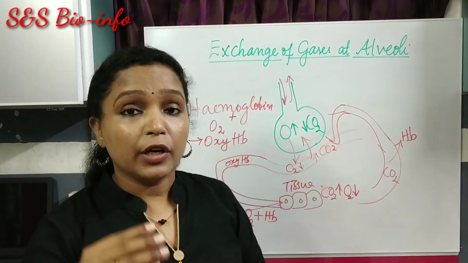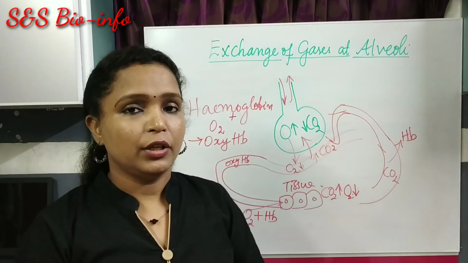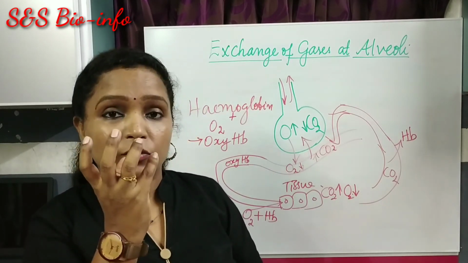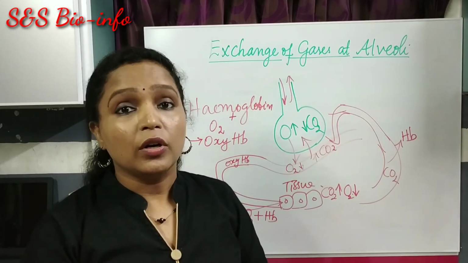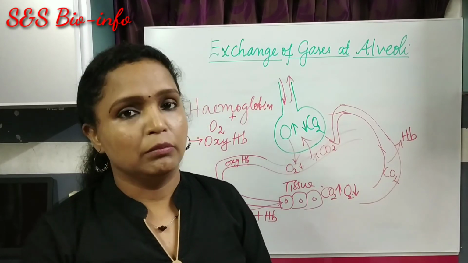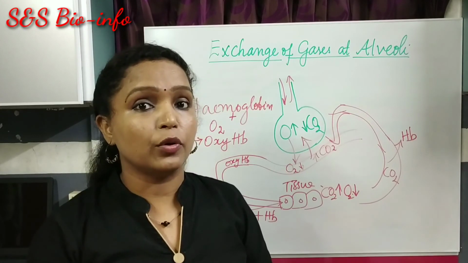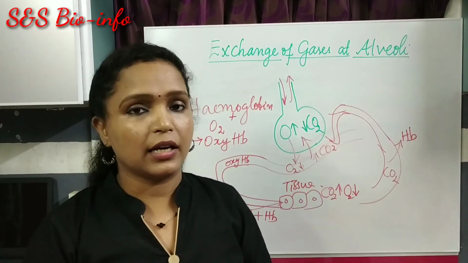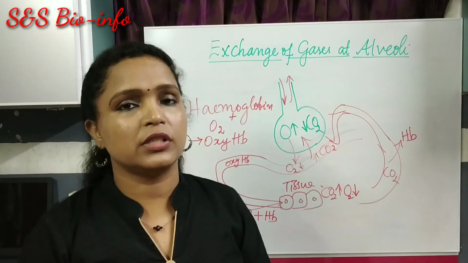Here, carbon dioxide is more soluble than oxygen in the blood. You know, the blood has water content. The plasma consists of water. So more carbon dioxide can be dissolved into blood. So the major part of the carbon dioxide in the body is transported as bicarbonates, while oxygen is transported as oxyhemoglobin.